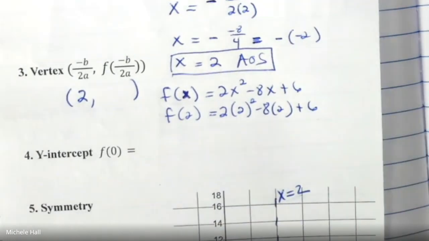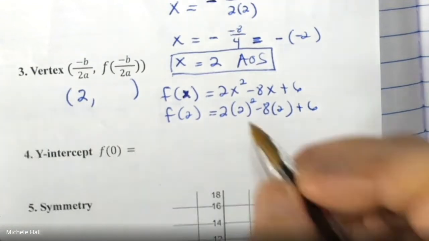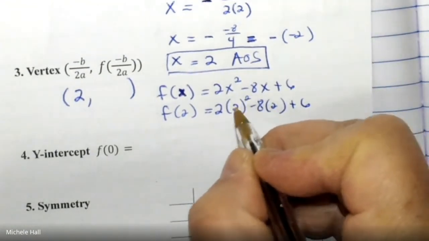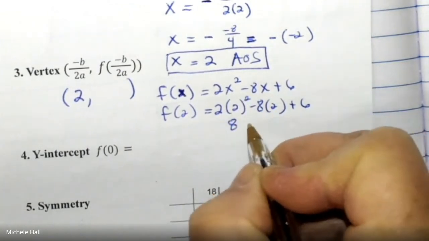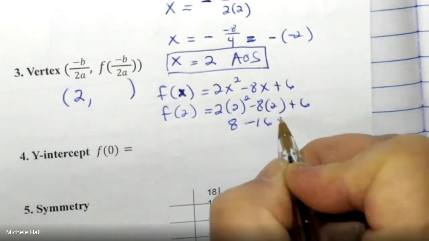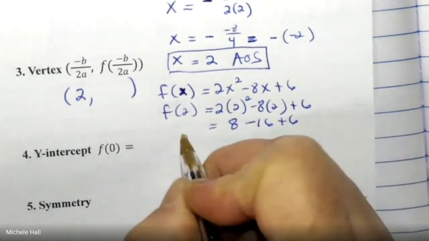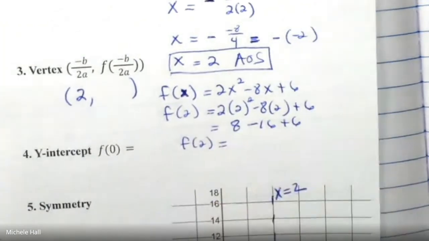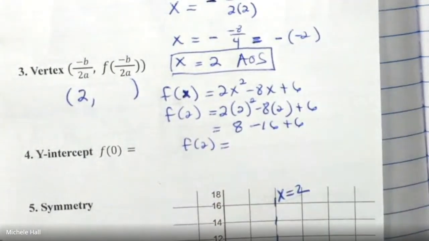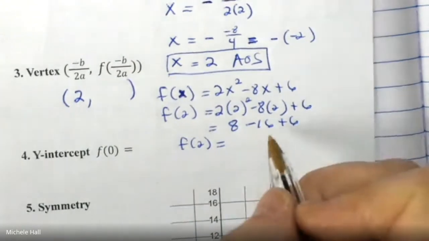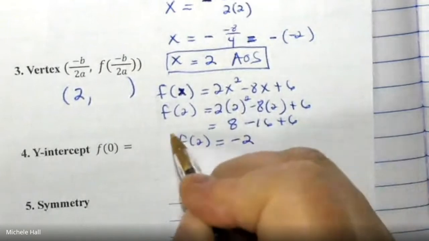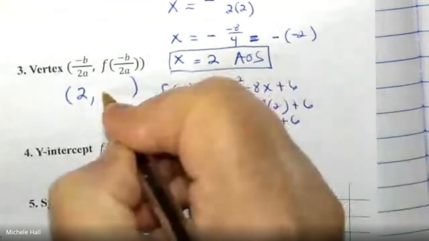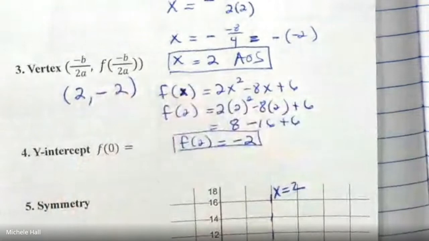Once we simplify that, we'll have our y value. So what do we get? 2 squared is 4, and 4 times 2 is 8. Negative 8 times 2 is negative 16. We have a plus 6. So f of 2 equals negative 2. 8 minus 16 is negative 8, plus 6 is negative 2. So we know our vertex is at negative 2.